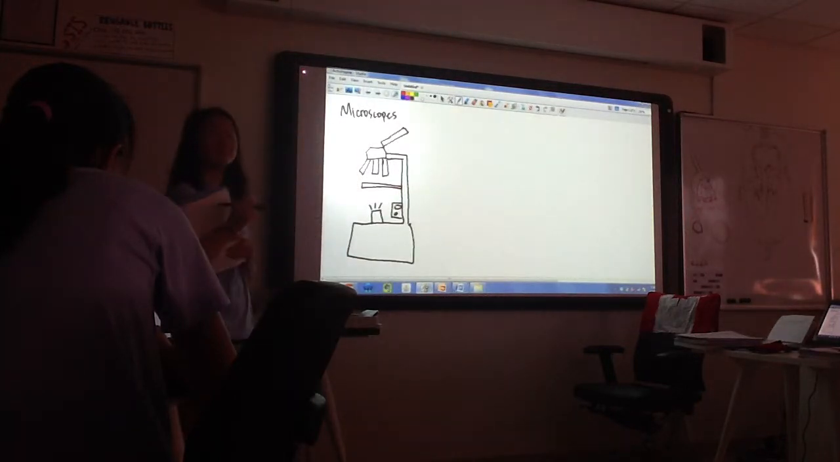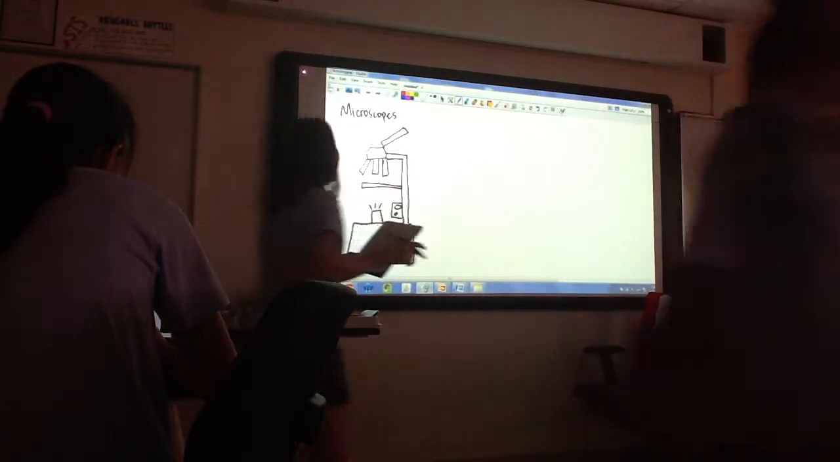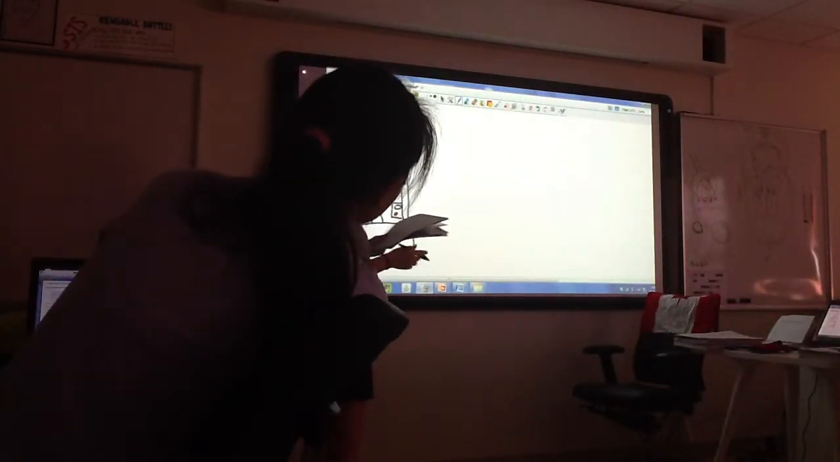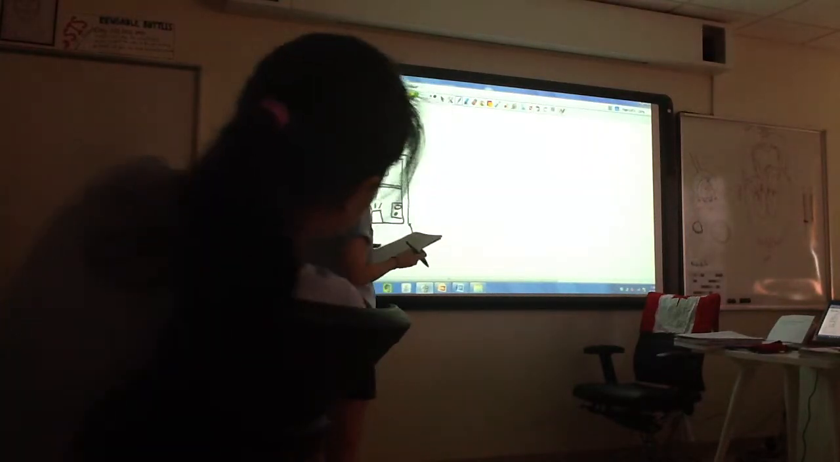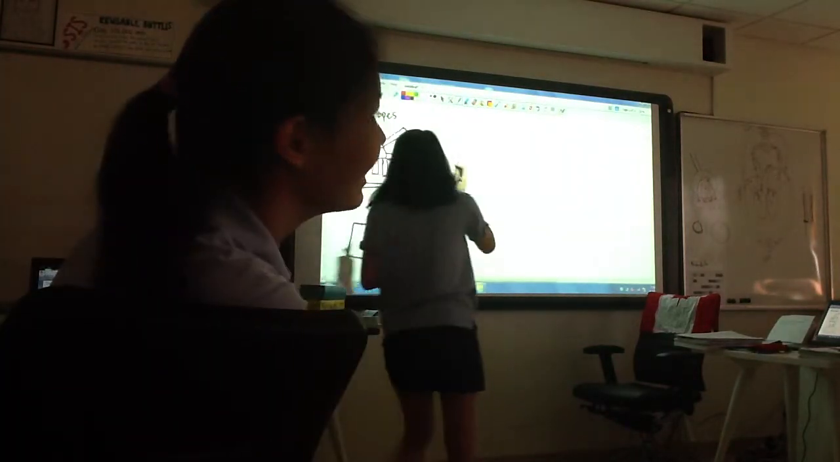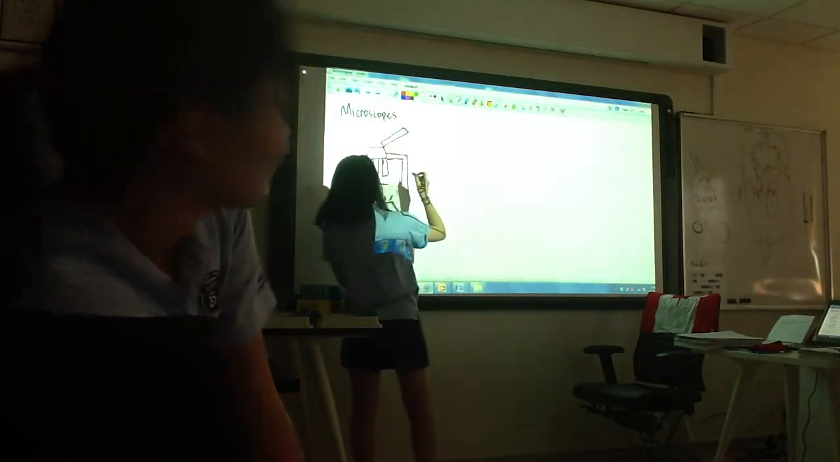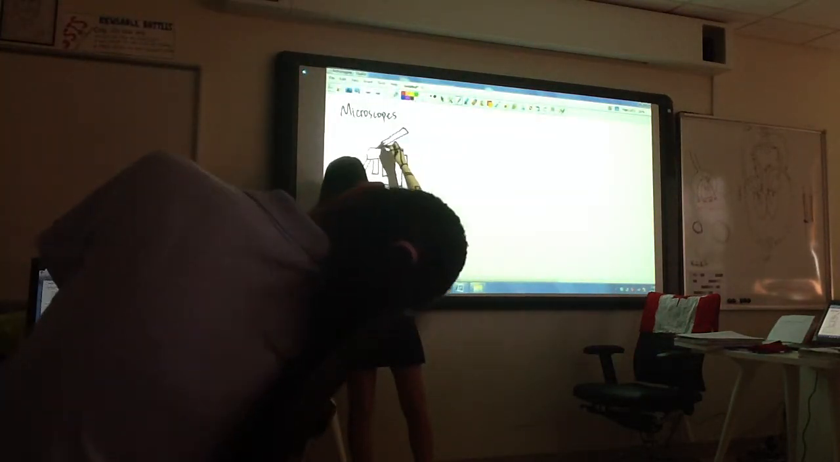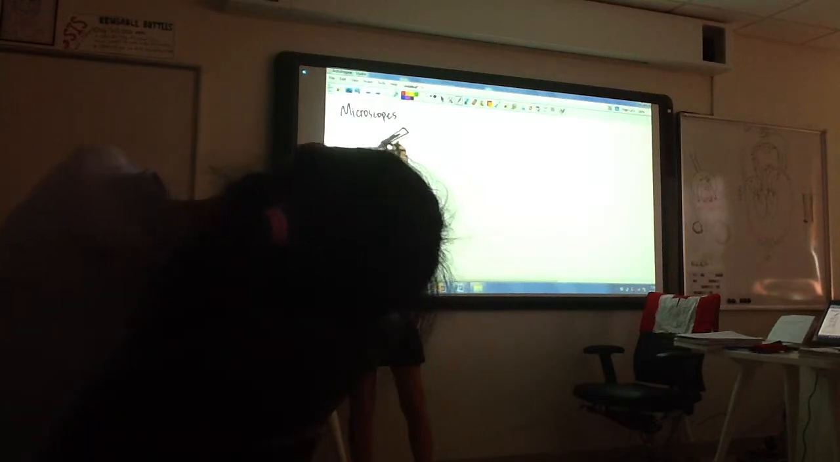Nice. You want to keep going? I'm not sure how the top part is connected to the bottom part, but that's okay. I'm sure that everybody can work that one out. You see what I'm talking about? What's the top part called? The ocular lens. Yeah. And how is it connected to the bottom part? Like that. Yeah. Oh, no, there we go. Now it's all connected together.